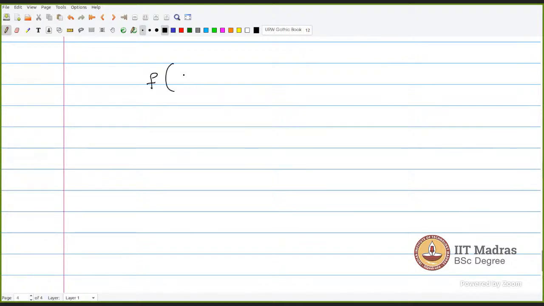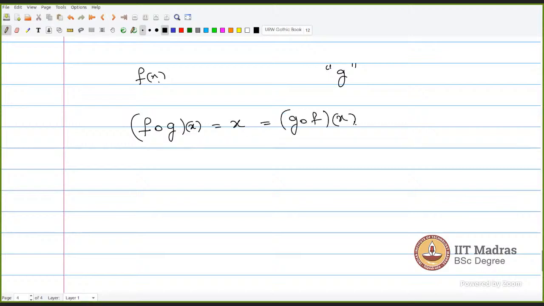So, if you have f of x, I will assume that I don't know what g is. I say that g is the inverse. What I know is, if g is the inverse, then f circle g of x should be x, as well as g circle f should be x. Now I will take the first thing. This will give me f of g of x should be x.